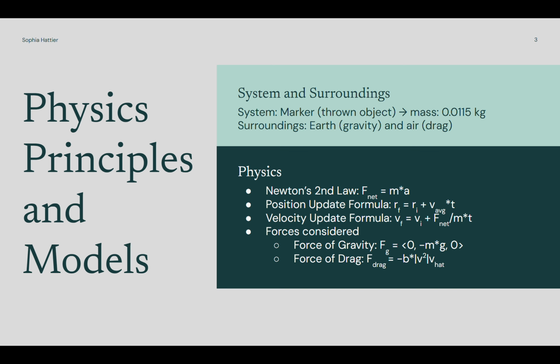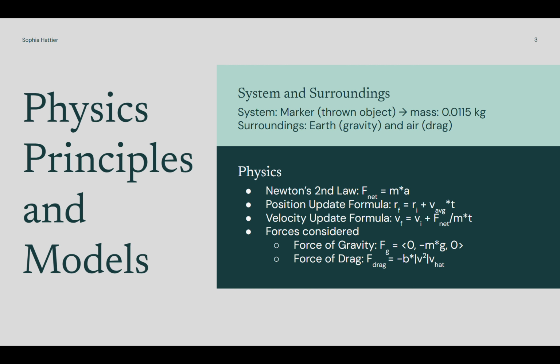The system is the marker, which is the thrown object, with a mass of 0.0115 kilograms. Surroundings are Earth, which has gravity, and air, which has drag. And then the physics that are used to calculate in this lab are Newton's second law, the position update formula, the velocity update formula, and force of gravity and force of drag.